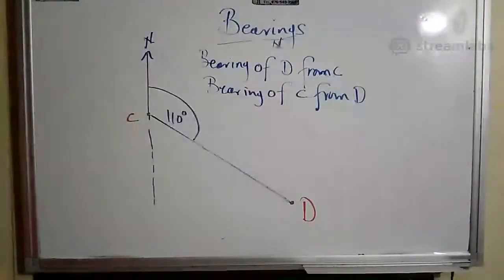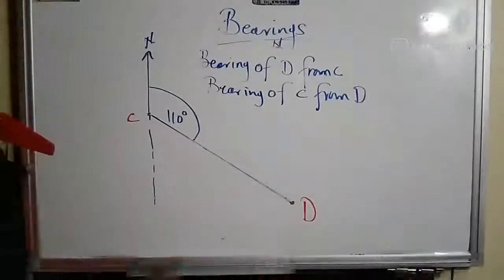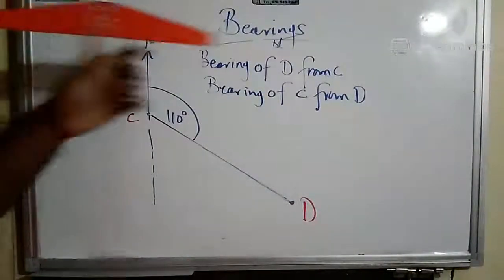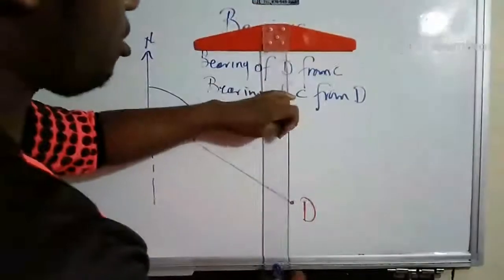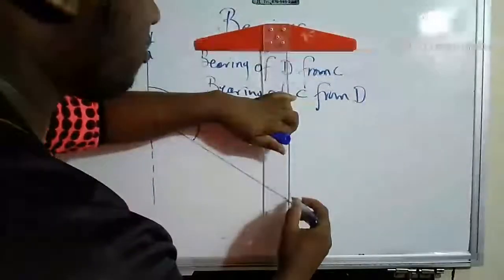Alright, someone says 70. Someone else says 70 also. Alright, let us check. So Sandra and Stacy say 70. Let us check it. I hope you guys drew your north line and did all of that. Alright, so let us check it. So we need to put in our north line.